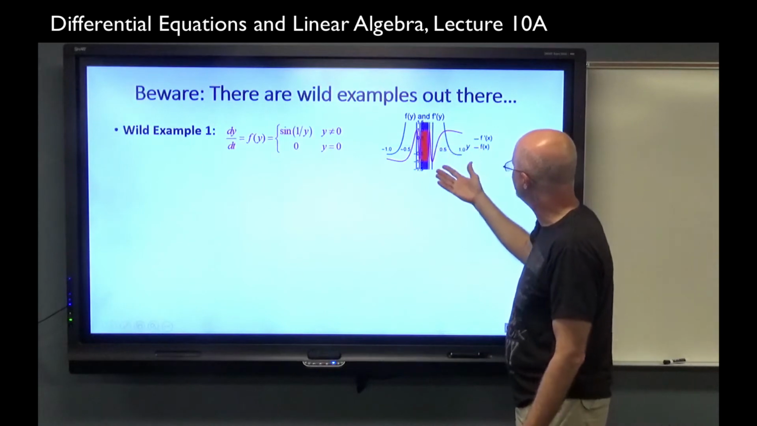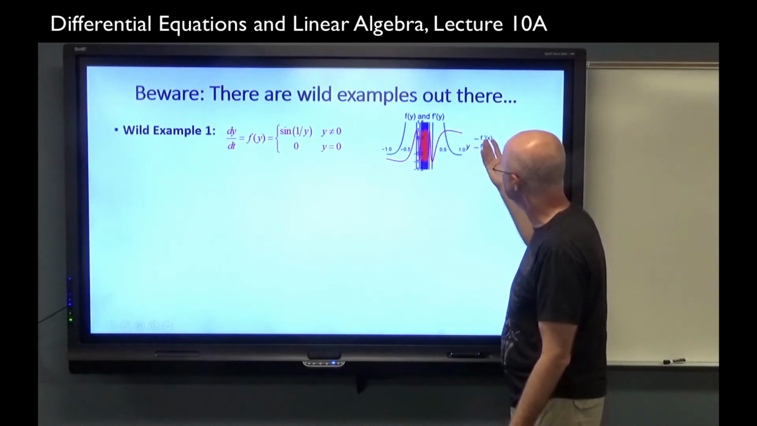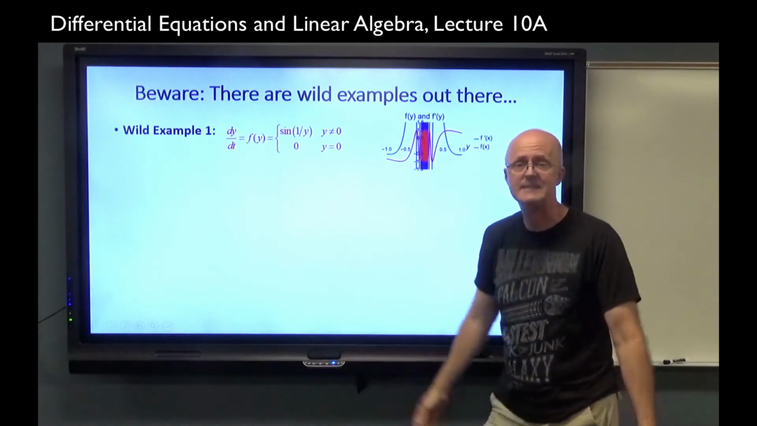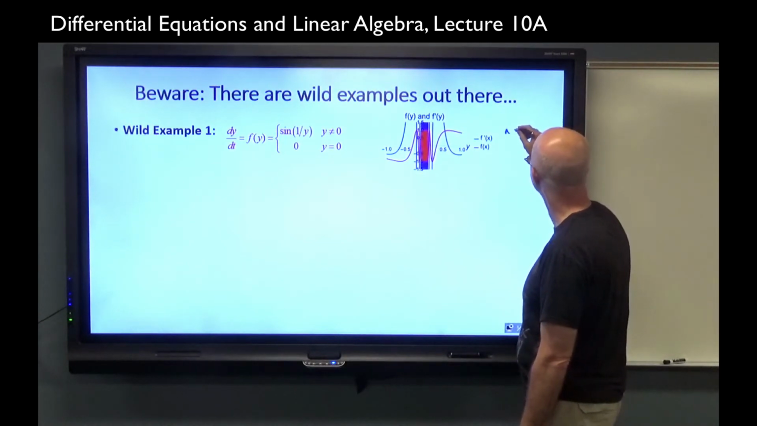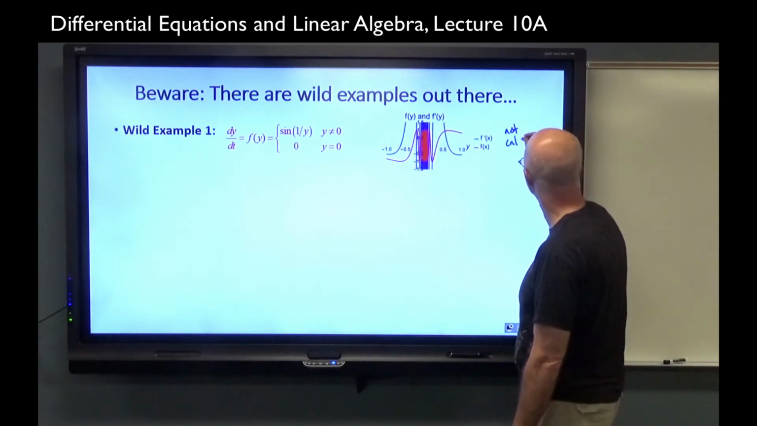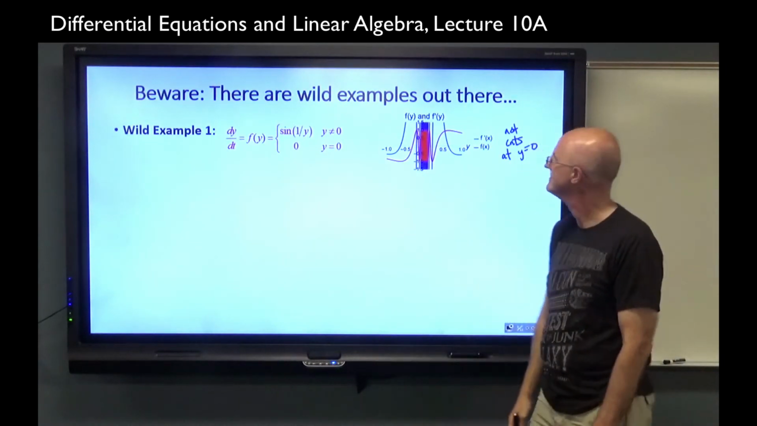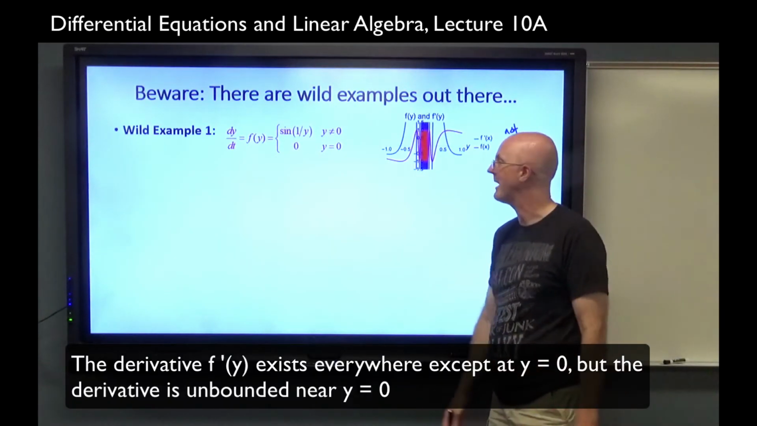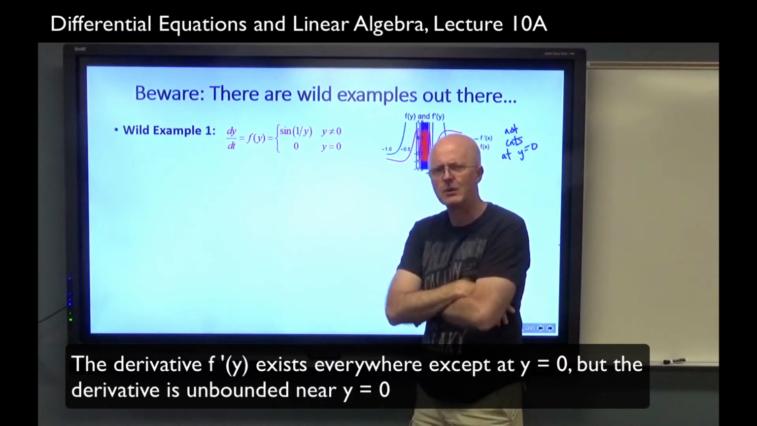And because this oscillation is infinitely often near 0 and doesn't decrease in amplitude, the limit as y goes to 0 of the red function doesn't exist. This function is not even continuous at y equals 0. And if it's not continuous, it can't be differentiable either. So this example does not satisfy the hypotheses of the linearization theorem. What's the nature of the equilibrium point at y equals 0?